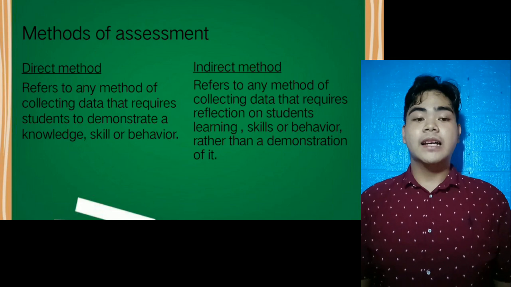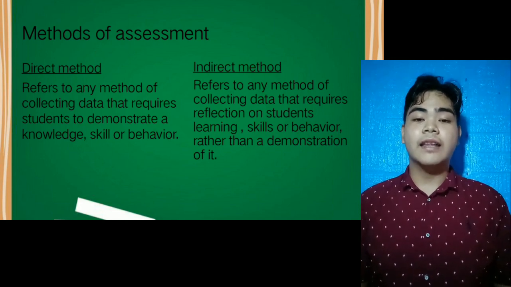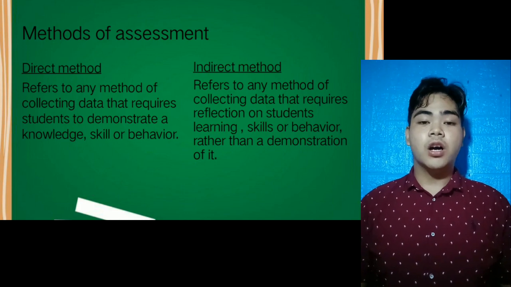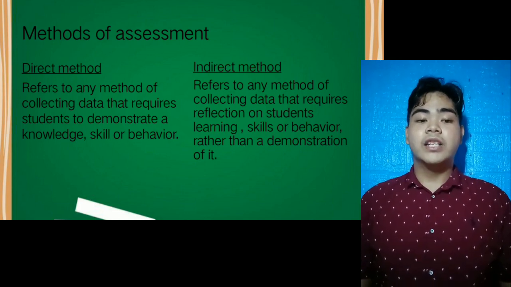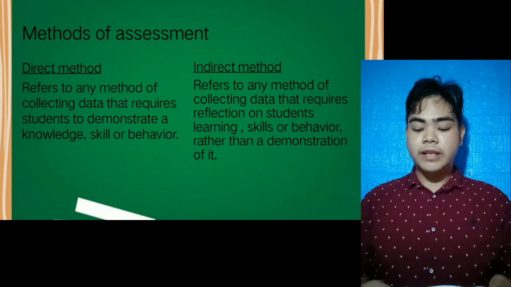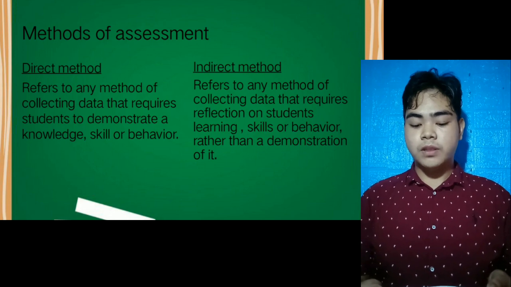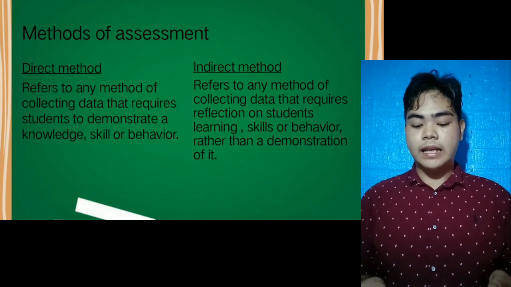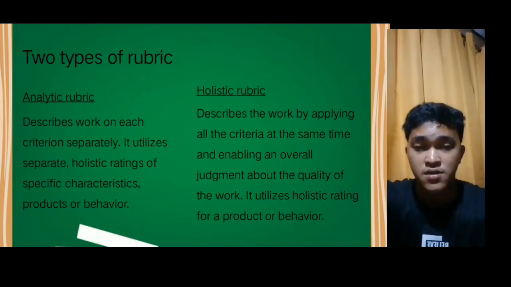While on the other hand, indirect method refers to any method of collecting data that requires reflection on students' learning, skills, or behavior rather than demonstrations of it. Examples of that are student satisfaction survey, surveys of students and alumni, and the exit interview with the graduating students. So now we have here the two types of rubric.